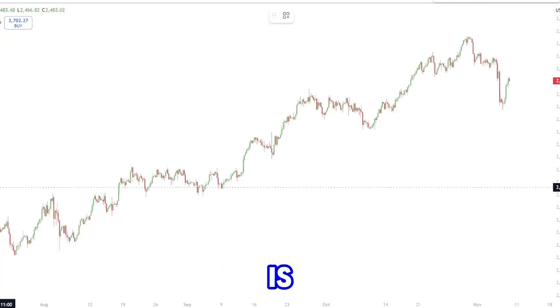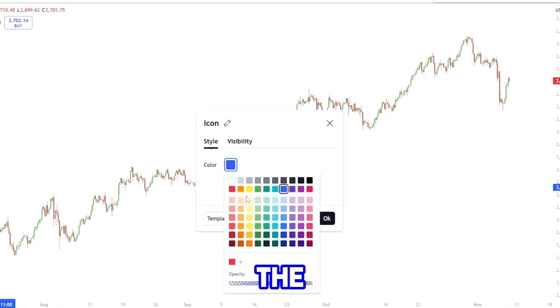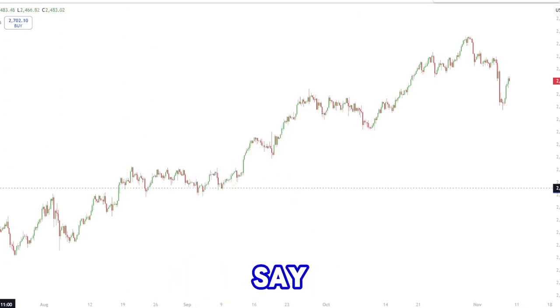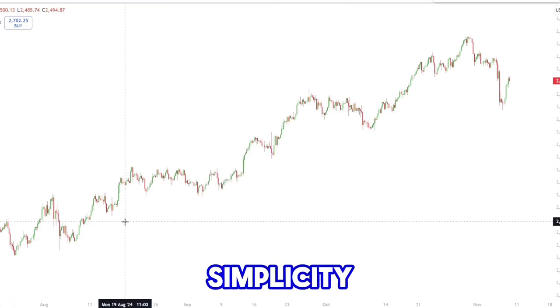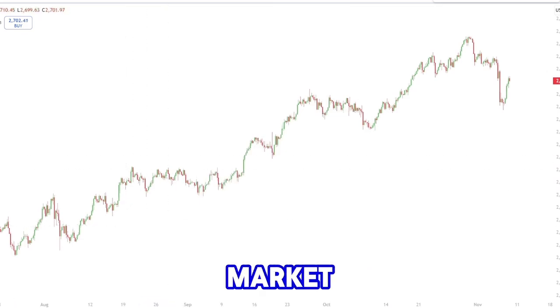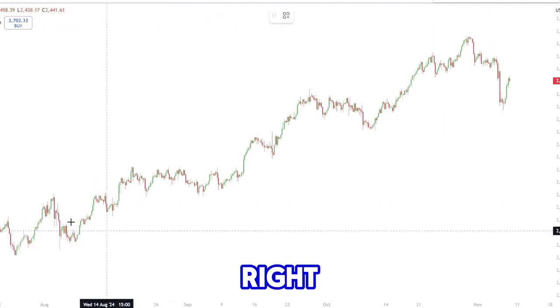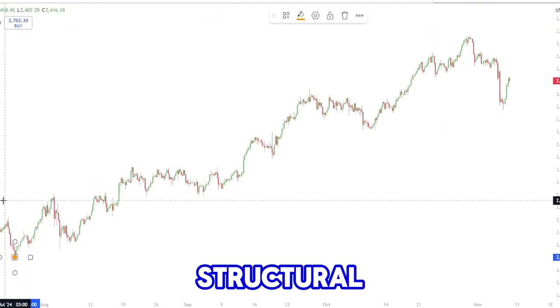Market structure is one of the simplest concepts, one of the most powerful concepts, and one of the most misunderstood concepts. I say that because I want people to understand the simplicity of how I mark out market structure. I'm going to start from the bottom left and go up to the top right. So we have a structural high, structural low.